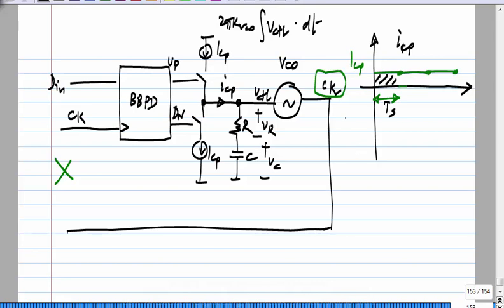What is the phase increment due to VR alone? Let's assume that V control equals only VR. What will be the output phase of the VCO? How will that change? It will be a ramp, because the input is a constant, the output will be a ramp. I'm assuming that only VR is input to the VCO. So the output phase of the VCO will increment by equal amounts in every cycle, right? And how much will be the increment?